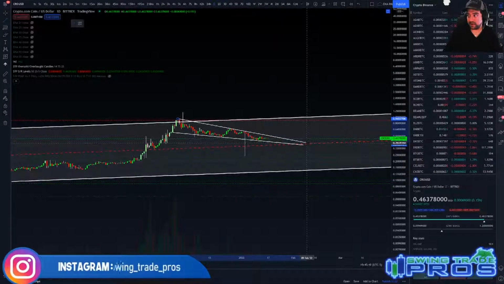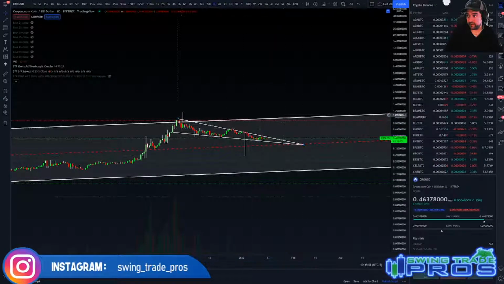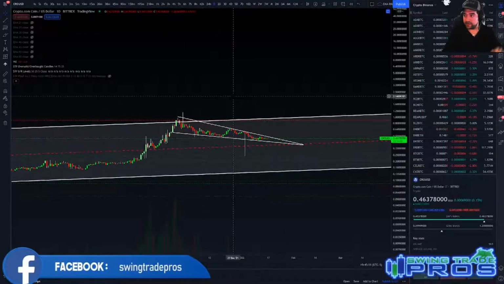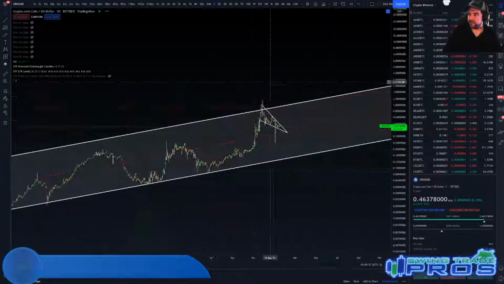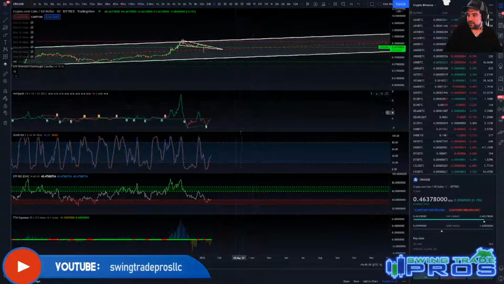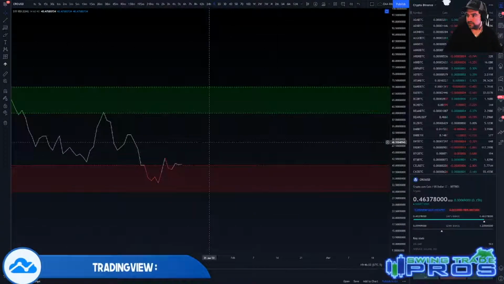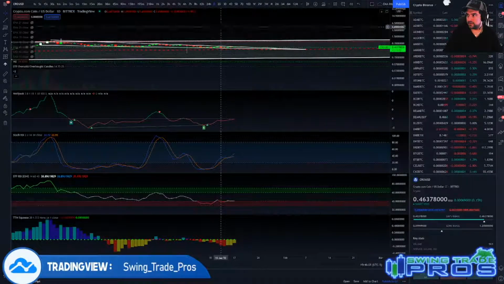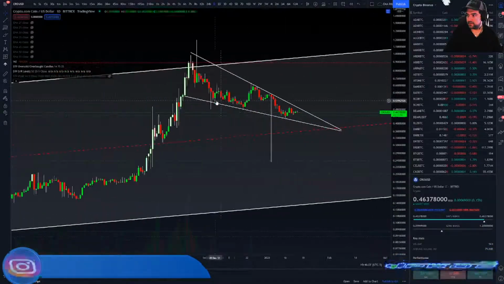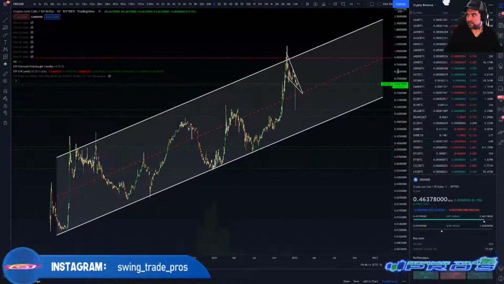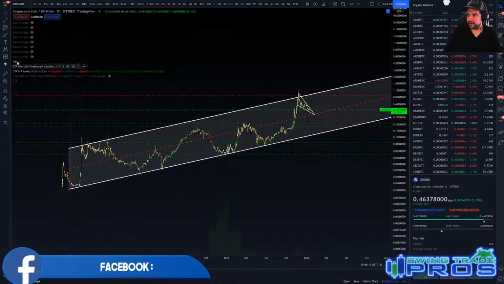Looks like maybe you got some sort of wedging happening here. All right, you see how the price compression is getting really tight in that range there? Yeah, this looks like a falling wedge. Looks like a falling wedge. Very nice.